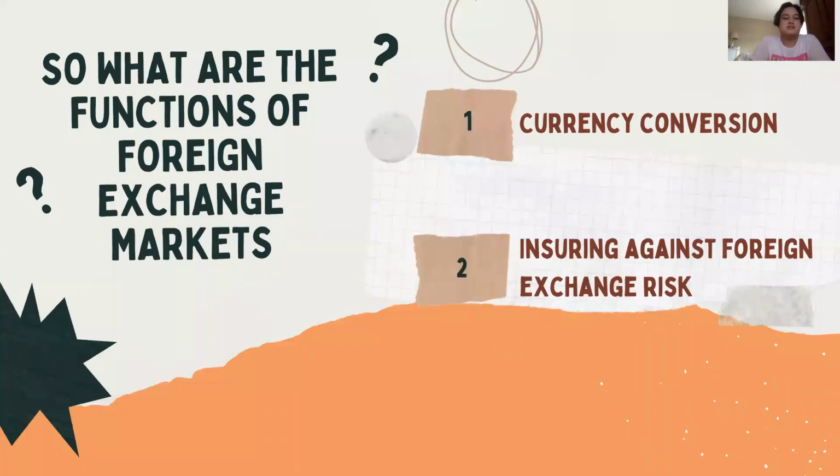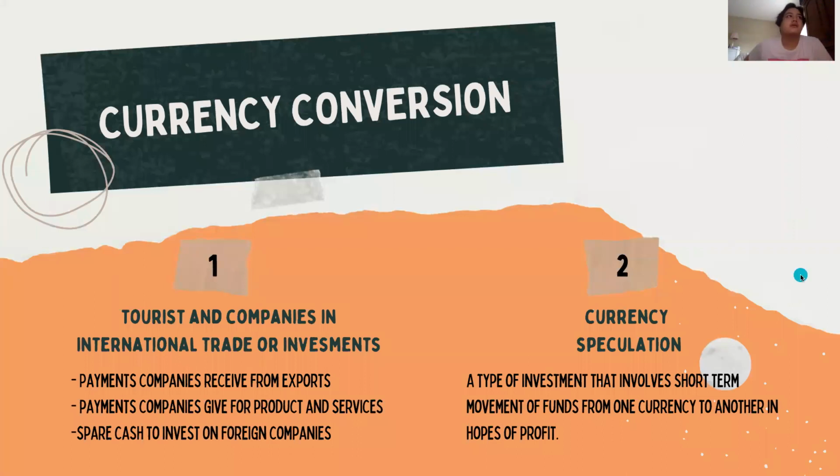So what are the functions of the foreign exchange market? The first is currency conversion, and the second is insuring against foreign exchange risk. In currency conversion, there are tourists and companies in international trade or investment. Companies usually deal with payments they receive from exports, payments they give for products and services, and spare cash that companies have to invest in foreign companies.